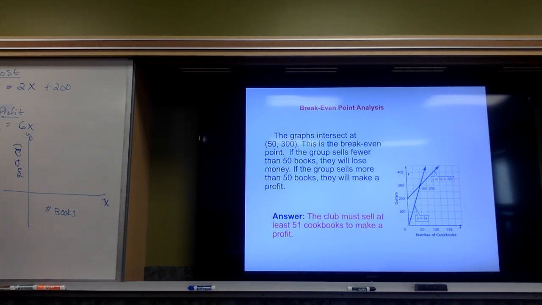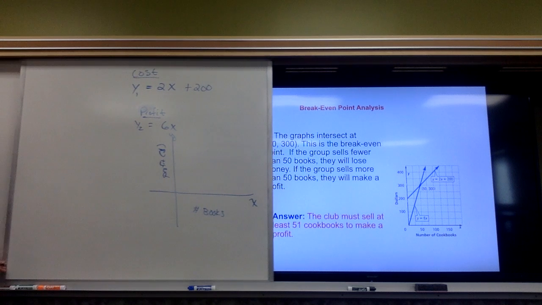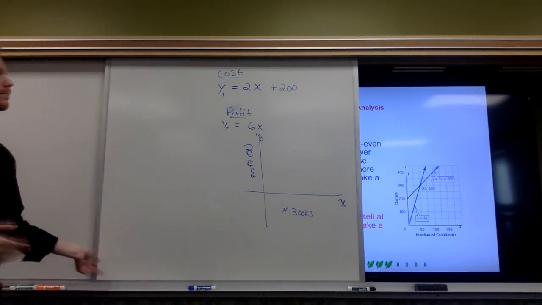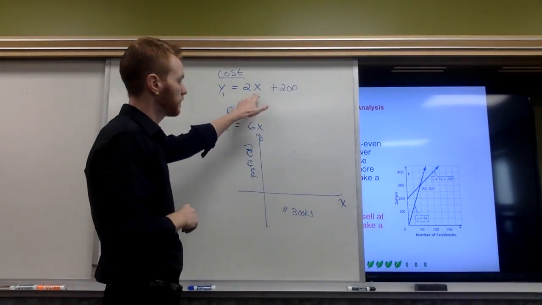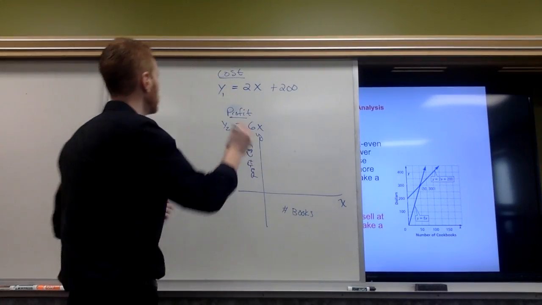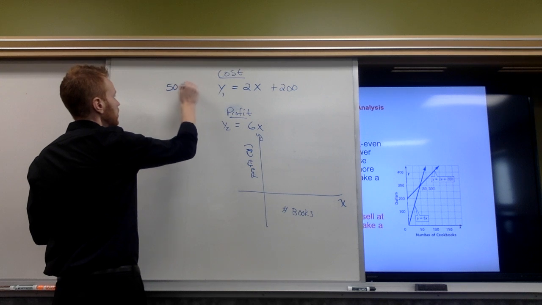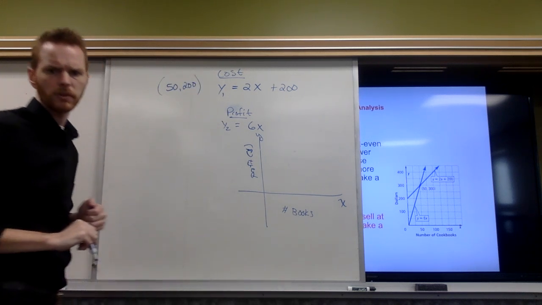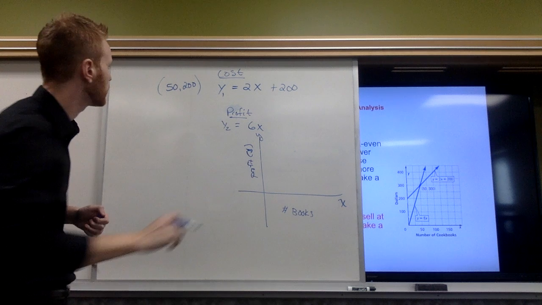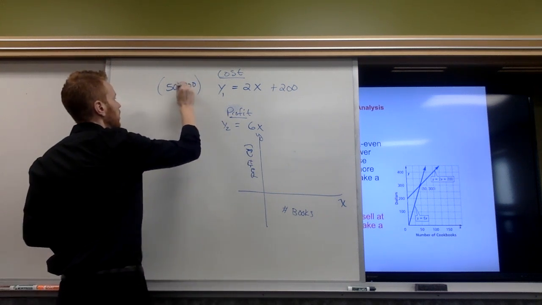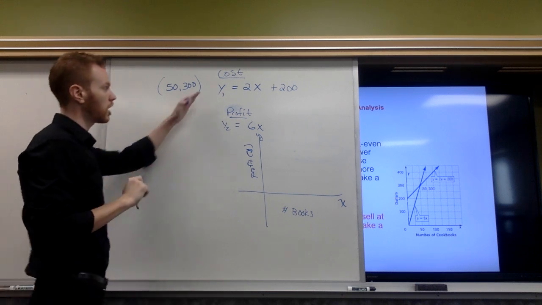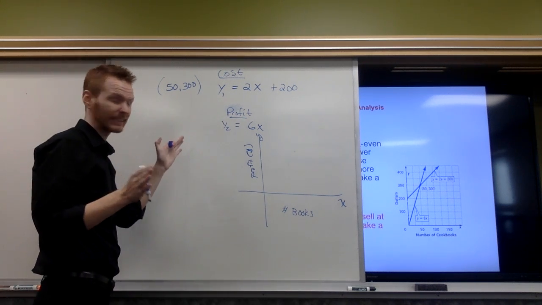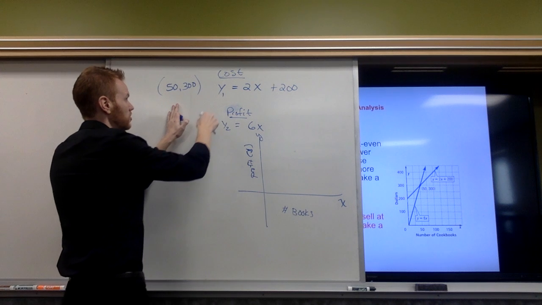Why say at least 51? Because remember, if you have a word problem, you always want to interpret the answer. Let's go back to this here. If I put in 50, that was the point of intersection, right? 5,200? No, 5,300, I'm sorry. 300. That's where both of these are equal to each other, right? That means your cost equals your profit.